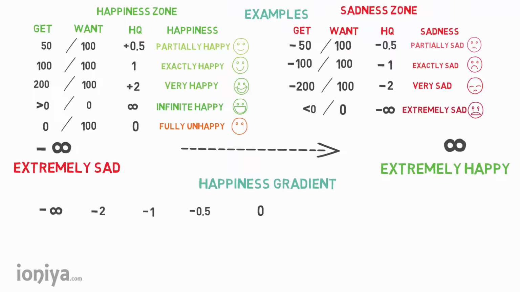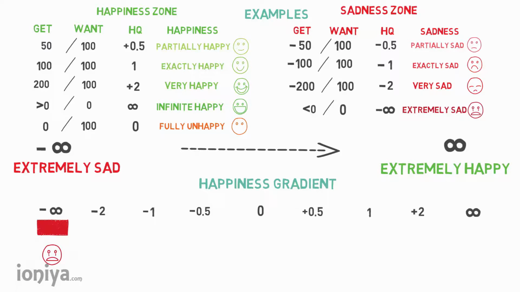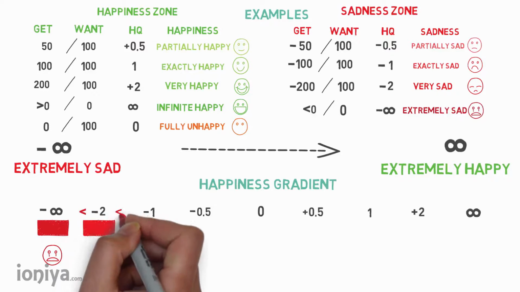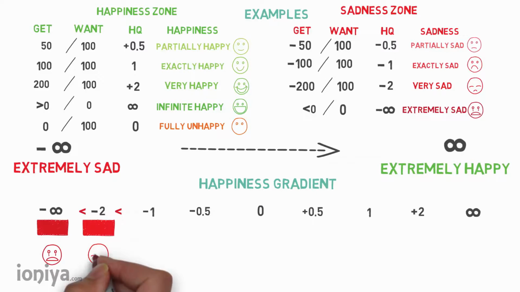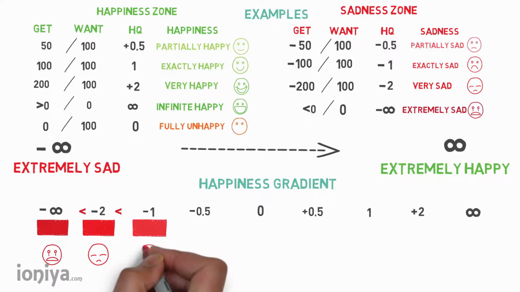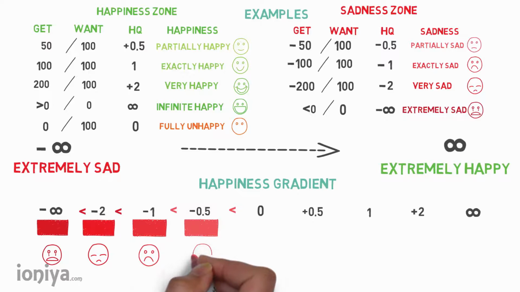The first gradient is when HQ is negative infinity, of losing something despite not wanting anything. The second gradient is when HQ is between negative infinity and negative 1, of losing something more than wanting something. The third gradient is when HQ is equal to minus 1, of losing exactly how much is wanted. The fourth gradient is when HQ is between 0 and minus 1, of losing something less than wanting something.